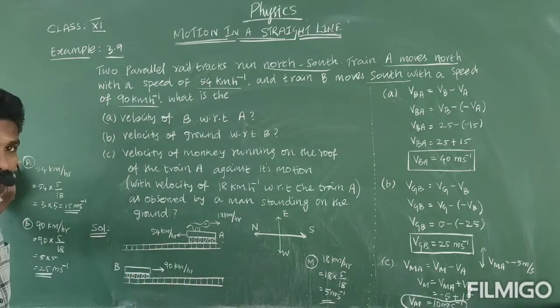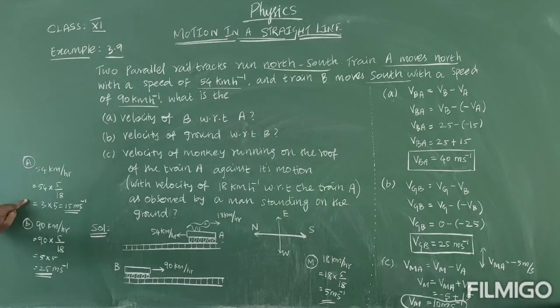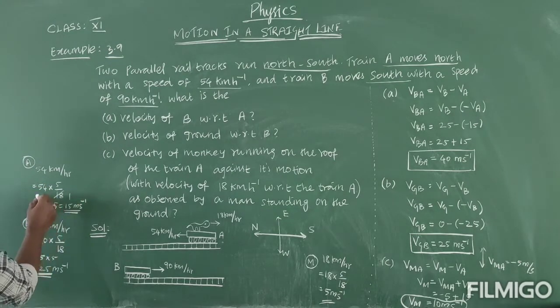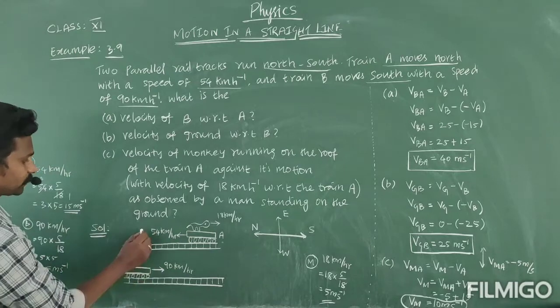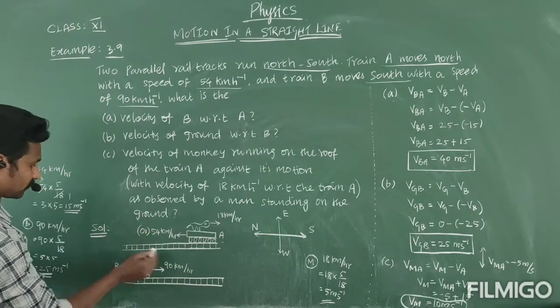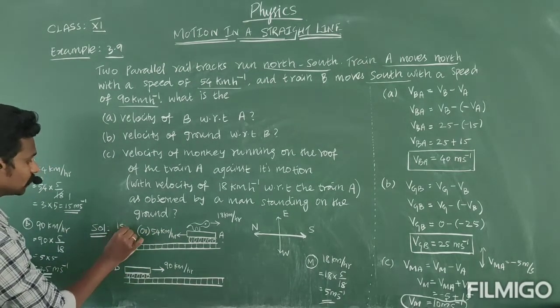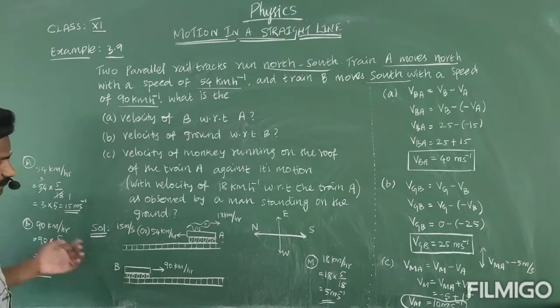54 km per hour, we should convert it into meter per second. So 54 into, how to convert to meter per second? Multiplication of 5 by 18. Here 18 is one time, here 54 is 3 times. So 3 into 5, 15 meter per second. So the train A speed is 54 km per hour or 15 meter per second.